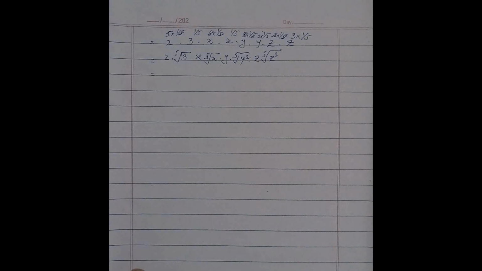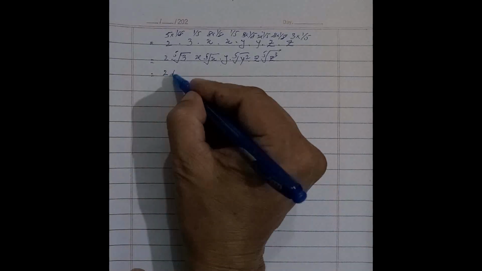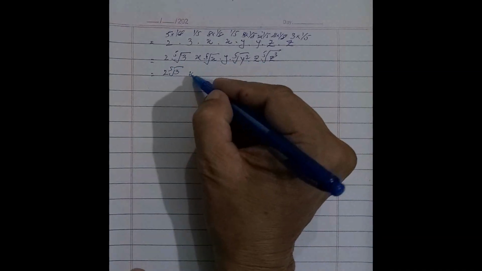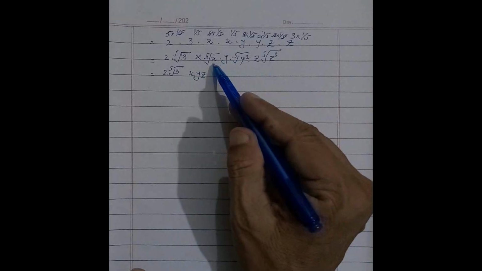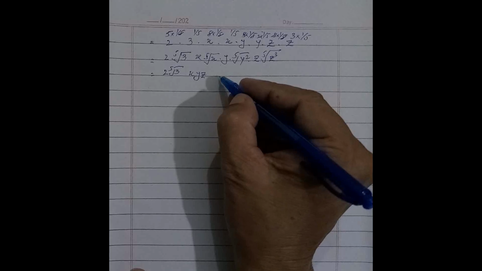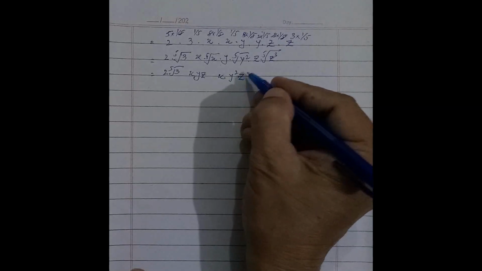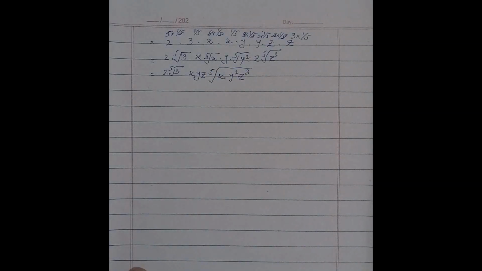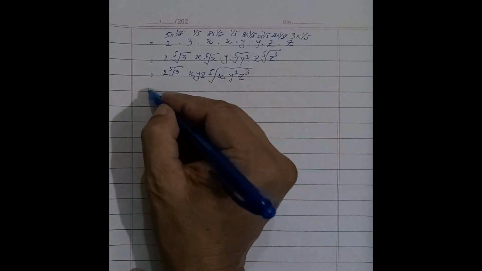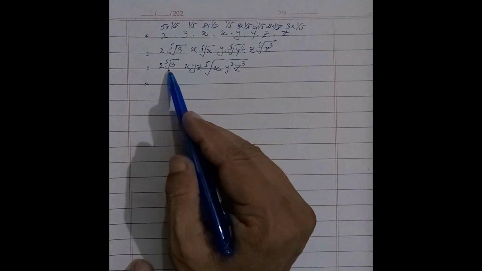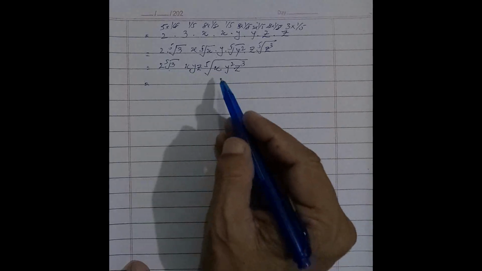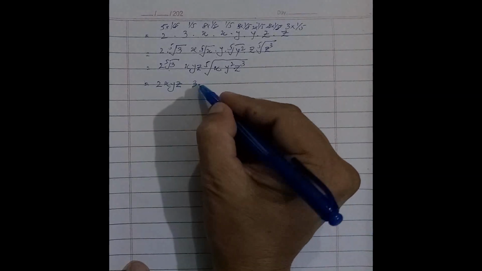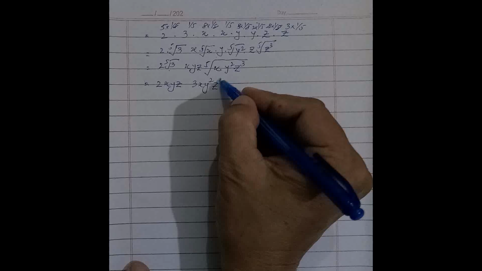Now we simplify this value. We have 2, the fifth root of 3, x, y and z. Combining all the values in the fifth root, we get the fifth root of 3 y squared z cubed. When we simplify it more, we shift the values, and we get 2 x y z multiplied by the fifth root of 3 y squared z cubed.